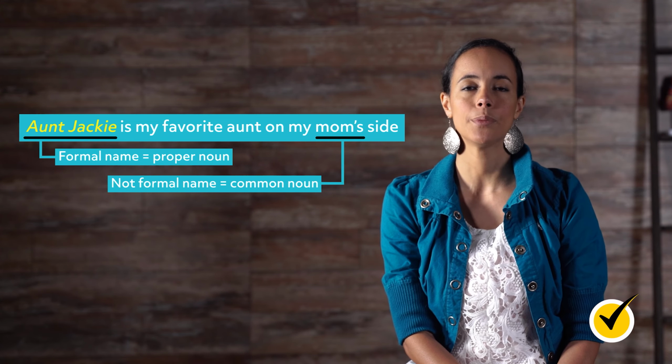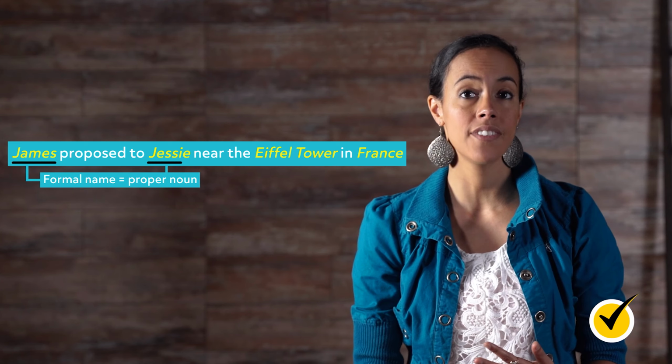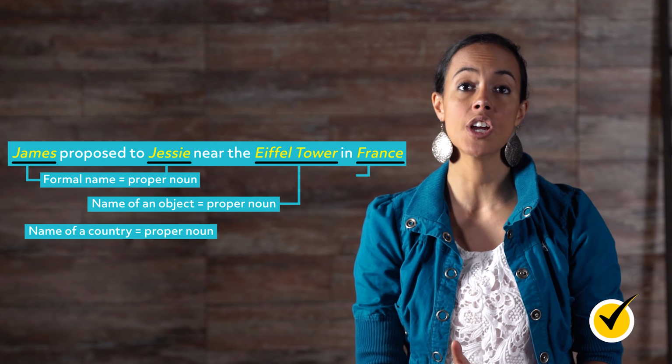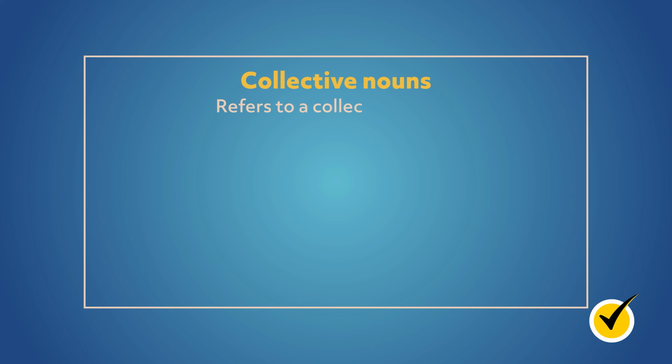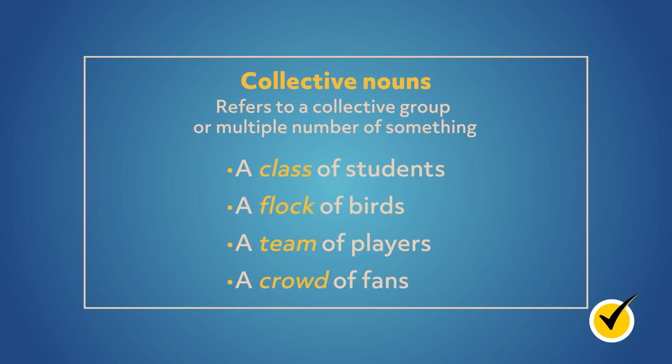Let's look at one more example. James proposed to Jessie near the Eiffel Tower in France. This example is full of proper nouns. James and Jessie are the given names of people, while the Eiffel Tower is the proper name of an object and France is the official name of a country, a place. Collective nouns are nouns that refer to a collective group or multiple number of something. A class of students, a flock of birds, a team of players, a crowd of fans.